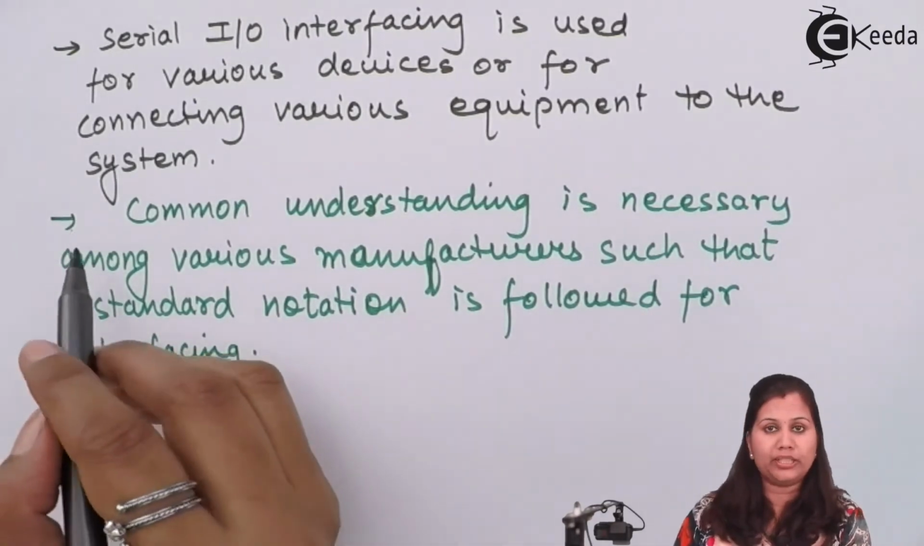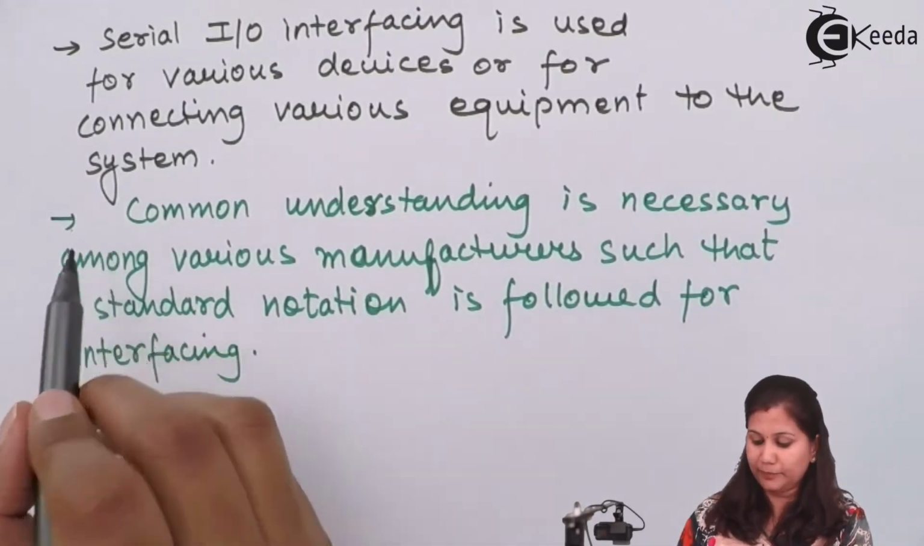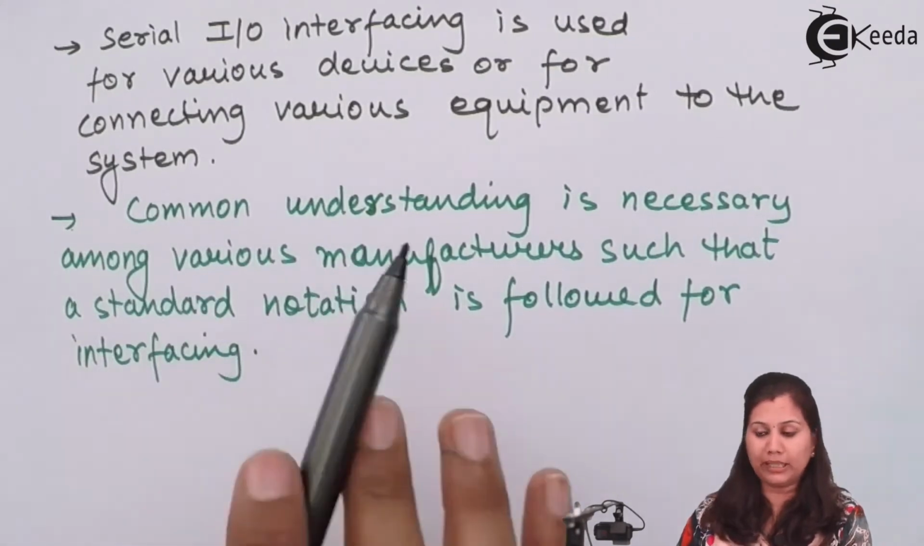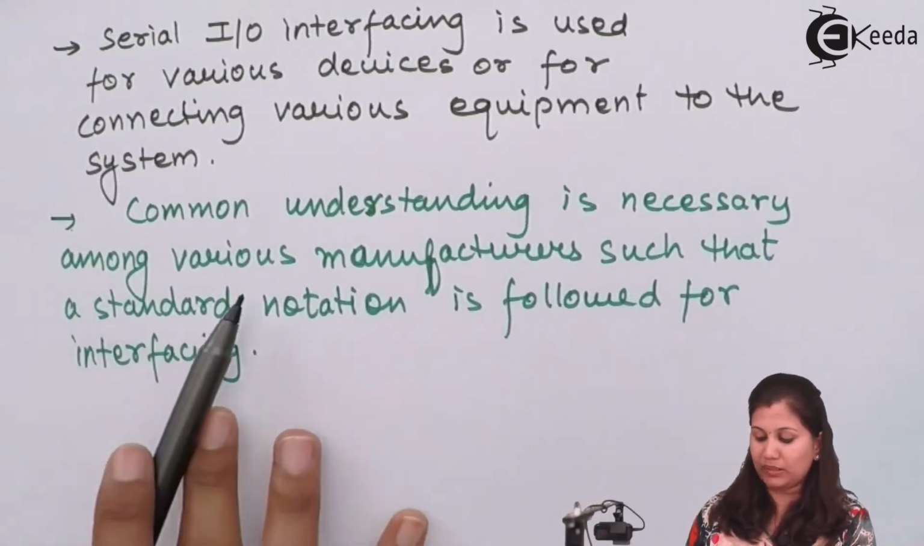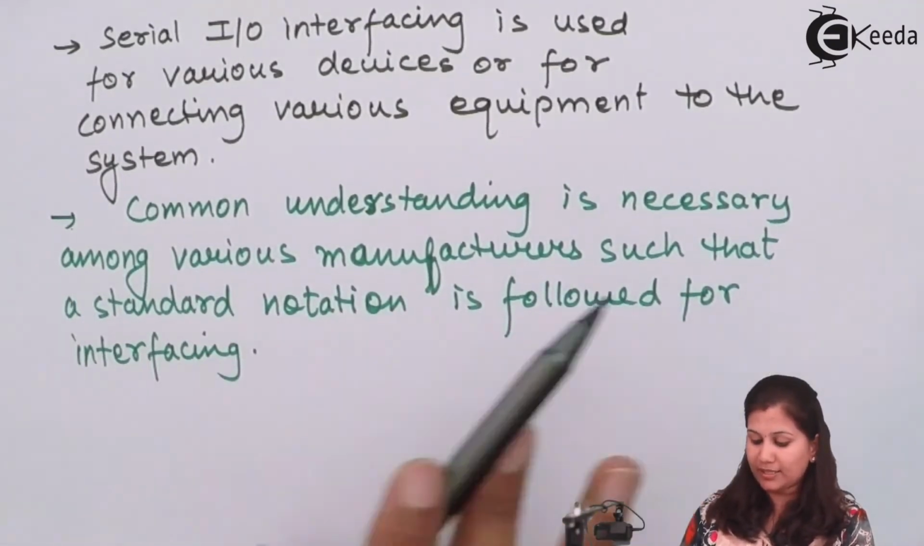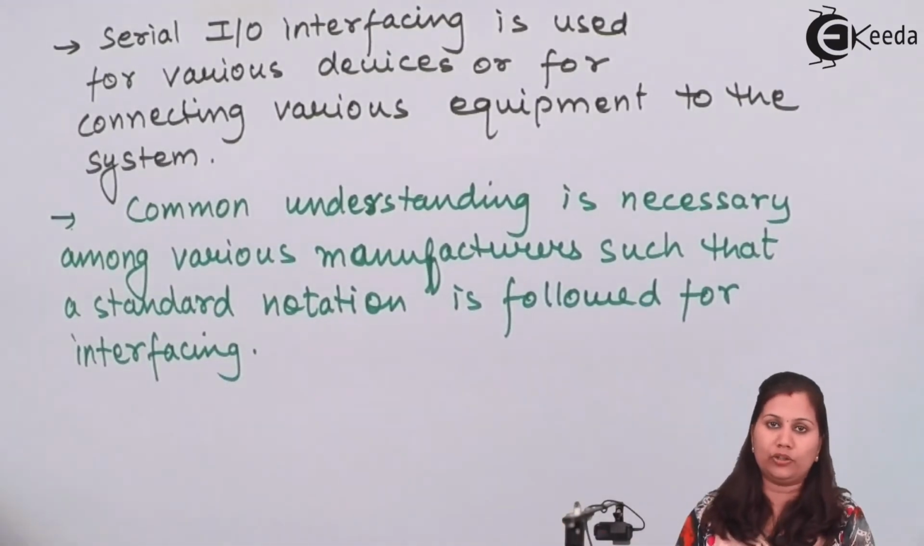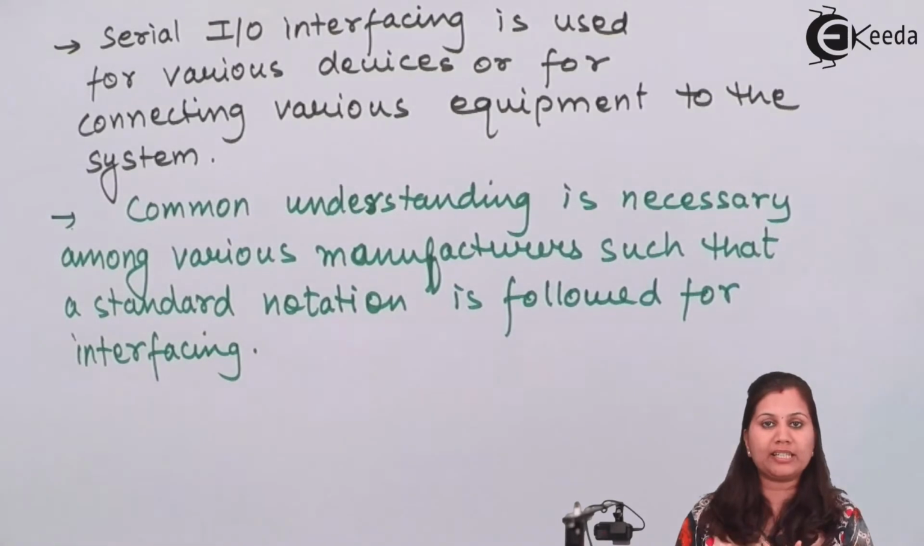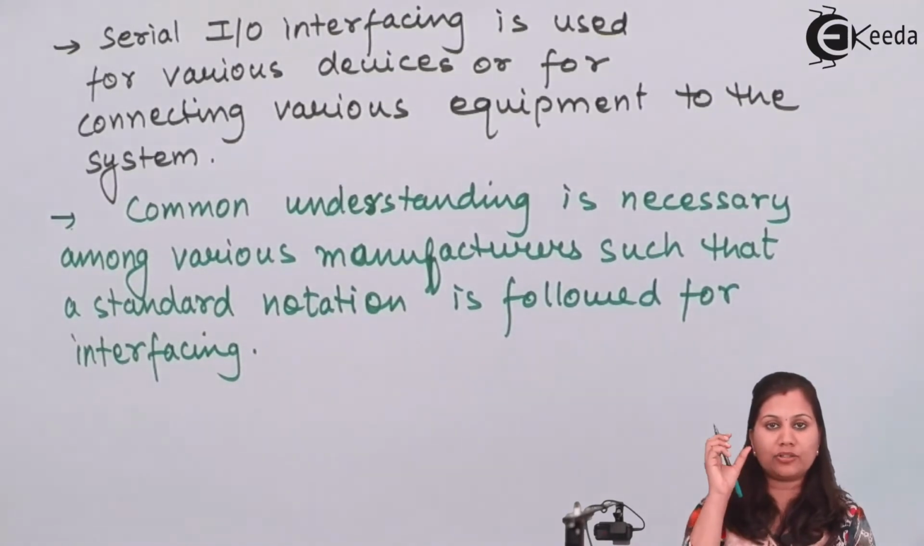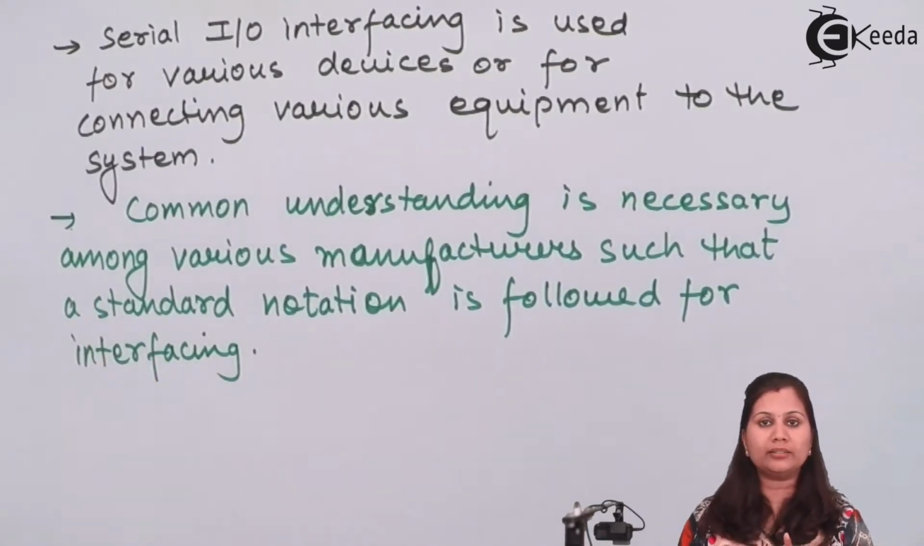The need for these interfacing standards occurs because we want a common understanding between the various manufacturers, such that a standard notation is followed for interfacing the equipment. Whenever interfacing is done between equipment, there should be a particular standard, and that standard should be used by all the manufacturers, so that there is a common understanding between them.